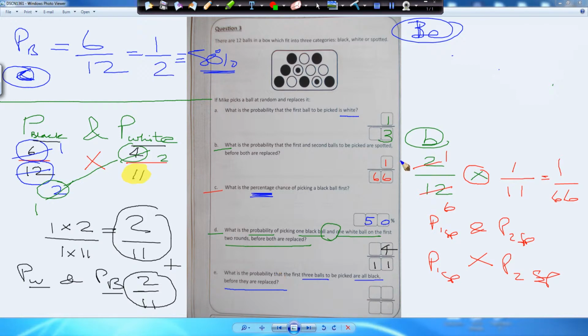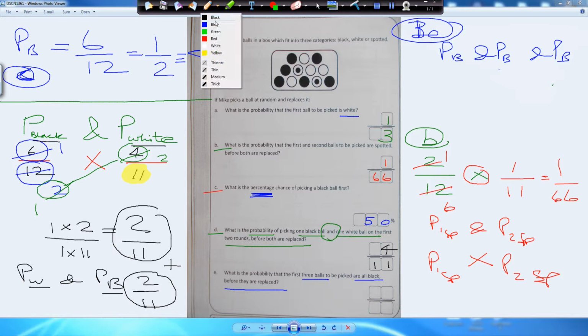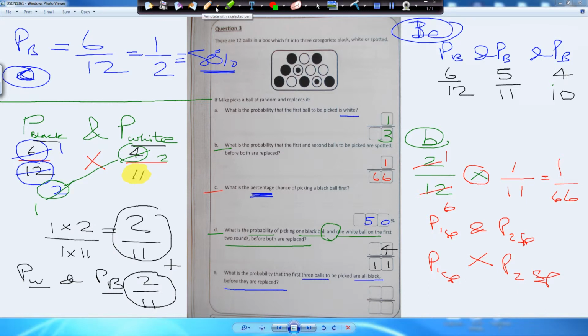Okay, so now this is going to be what we've just been doing. Probability of a black and the probability of a black and the probability of a black. Now, what's the probability of my first black one? 6 out of 12. What's the probability of my second black one? 5 out of 11, because we've taken one out. And the third one? 4 out of 10. And what do the ands mean in probability? It means times.